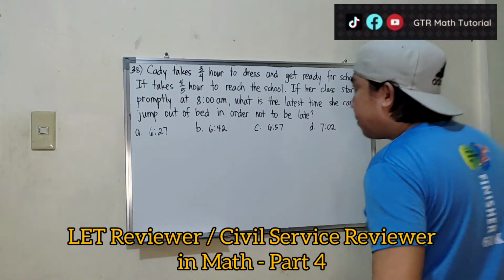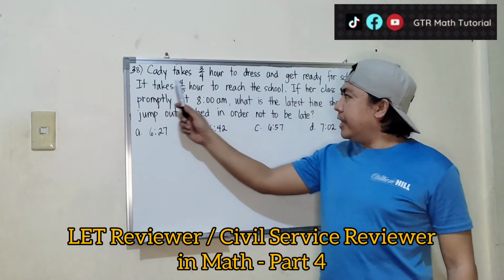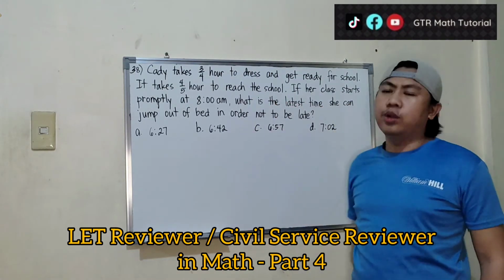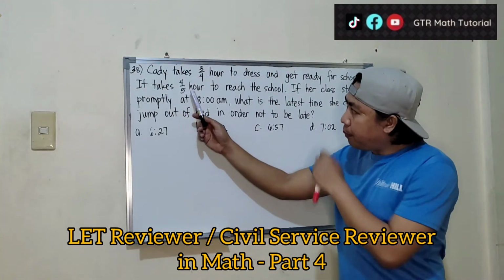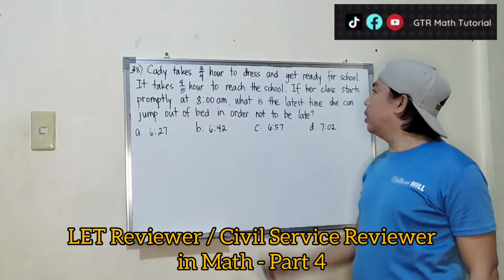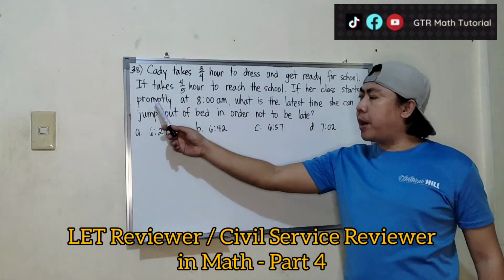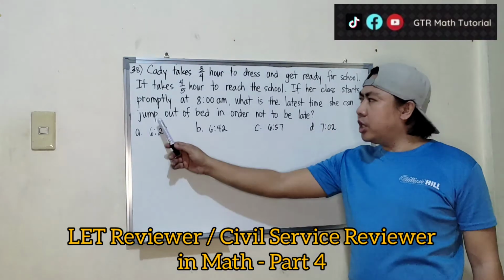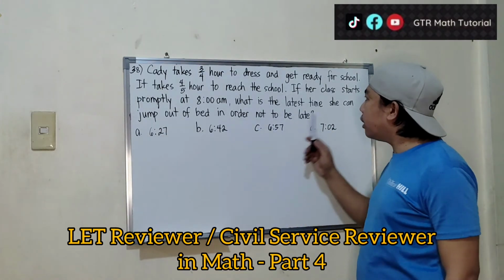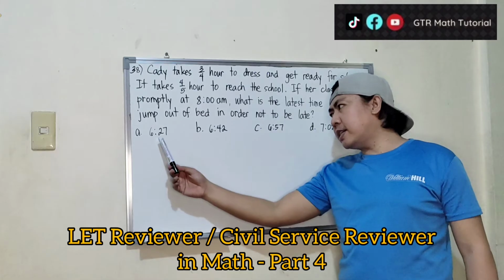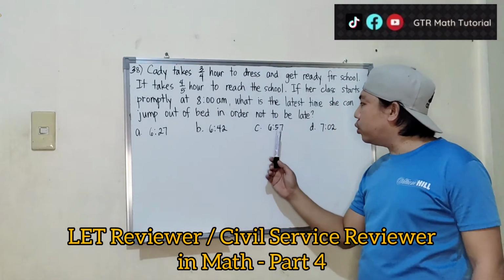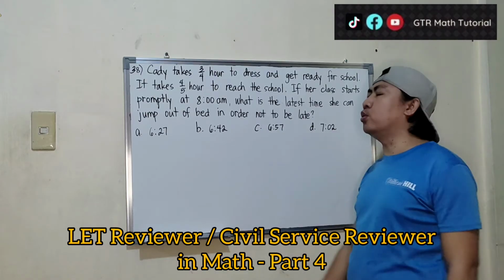Okay, 38. KD takes 3/4 hour to dress and get ready for school. It takes 4/5 hour to reach the school. If her class starts promptly at 8 a.m., what is the latest time she can jump out of bed in order not to be late? Choices: 6:27 a.m., 6:42, 6:57, and 7:02.